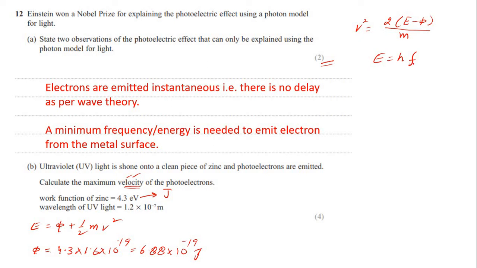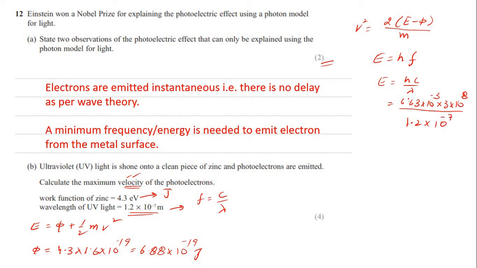And then frequency, we are not given any frequency, but we have a wavelength. So you have a choice: you can find f from wavelength, f is equal to c by lambda, or you directly put it here. So E is equal to hc by lambda in one step. So h is 6.63 times 10 to the power minus 34, into c, 3 into 10 to the power 8, divided by lambda. Lambda is 1.2 into 10 to the power minus 7.